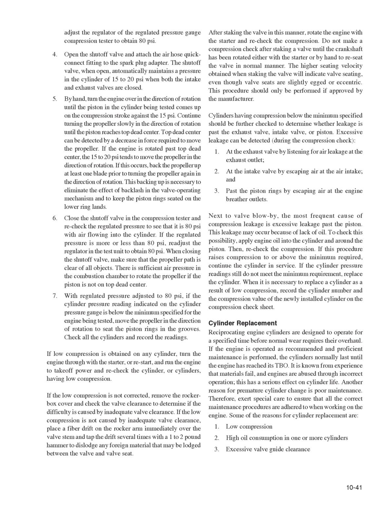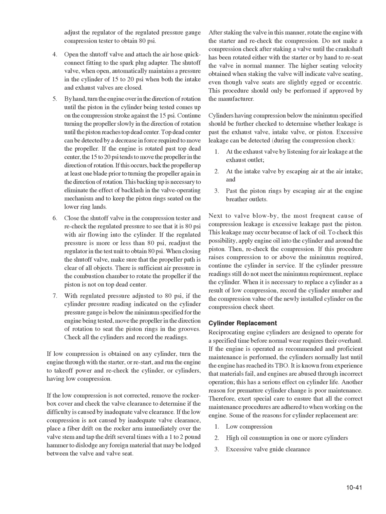Top dead center can be detected by a decrease in force required to move the propeller. If the engine is rotated past top dead center, the 15 to 20 pounds per square inch tends to move the propeller in the direction of rotation. If this occurs, back the propeller up at least one blade prior to turning the propeller again in the direction of rotation. This backing up is necessary to eliminate the effect of backlash in the valve operating mechanism, and to keep the piston rings seated on the lower ring lands.